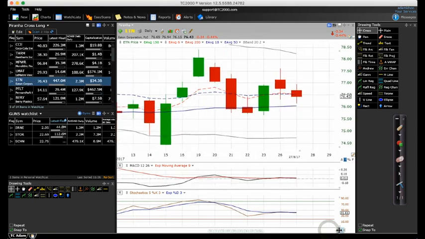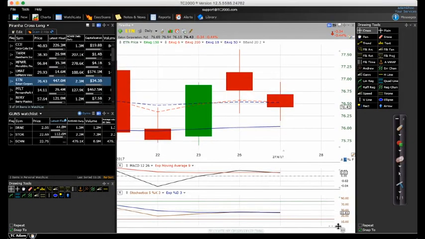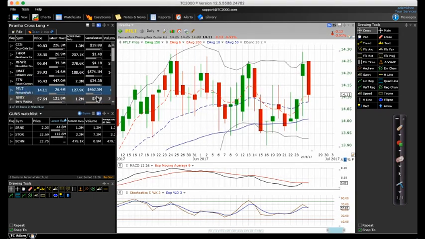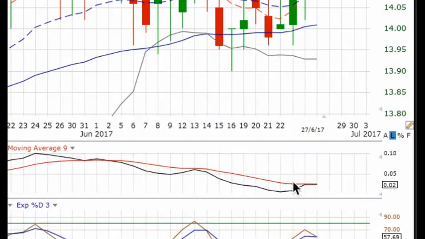So once again, you can see that the MACD has just crossed bearish, so that's not valid. Next one, PFLT. Again, MACD is bearish. You can see MACD is bearish.